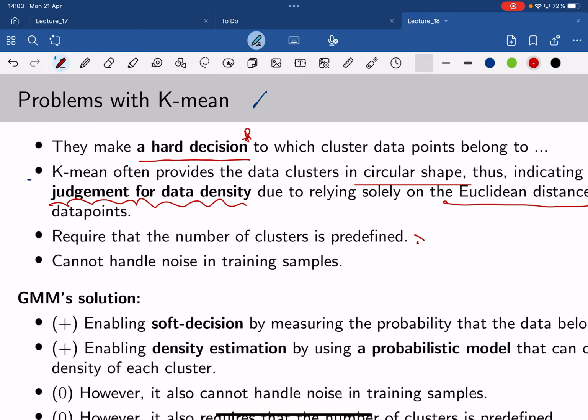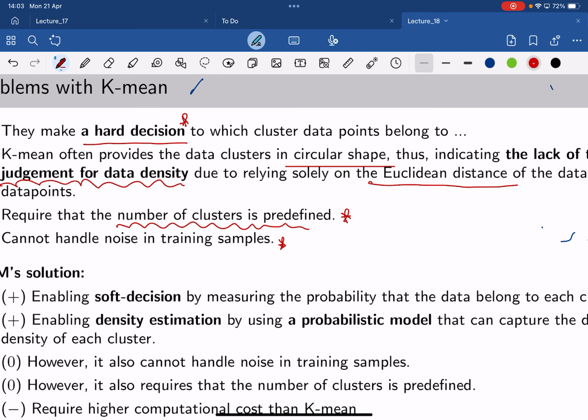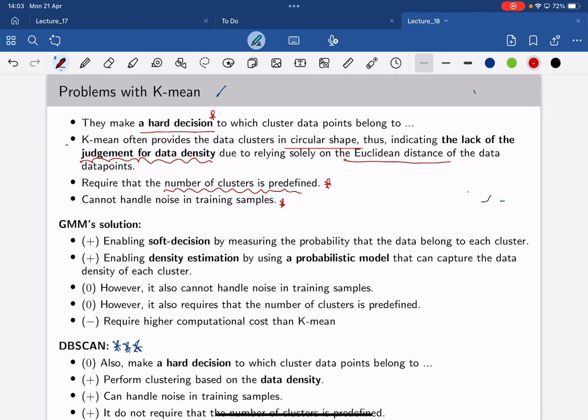Also, in terms of hyperparameters, it requires you to know the number of clusters beforehand, so you have to kind of guess before you use it. And lastly, it cannot identify noise. It takes every data point as data, even though that may be noise, it doesn't care. And if you have noises that cluster together, chances are you're going to have that as a new cluster in your result. So this is the problem with K-mean.